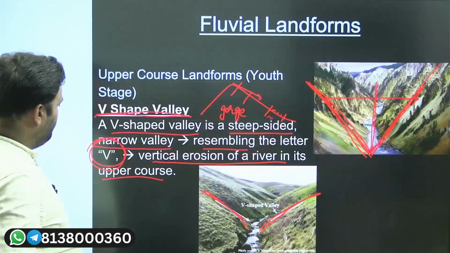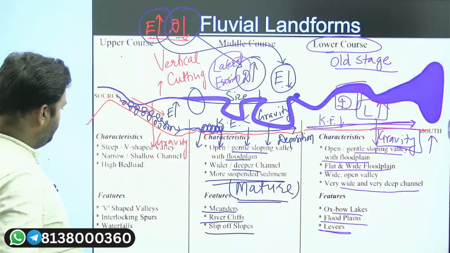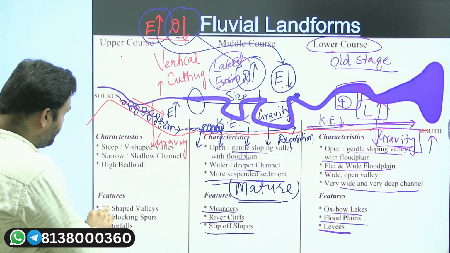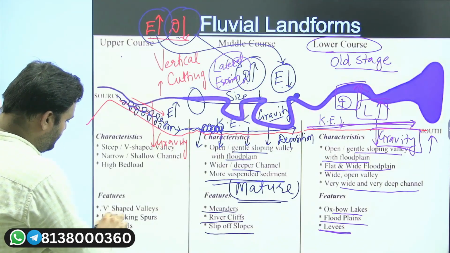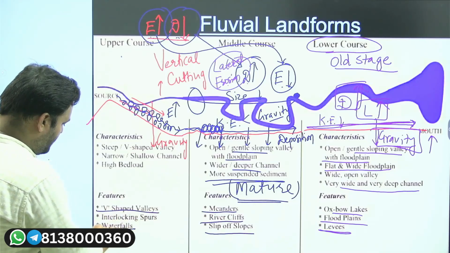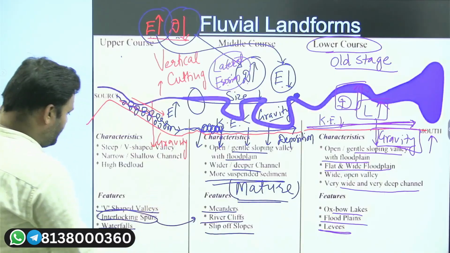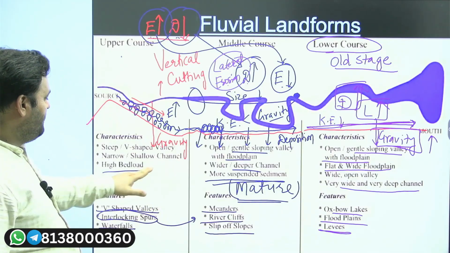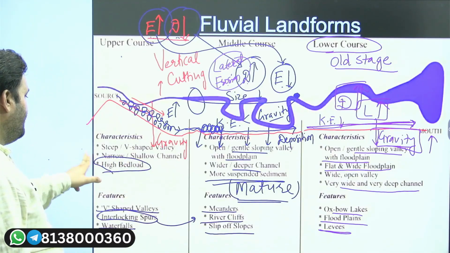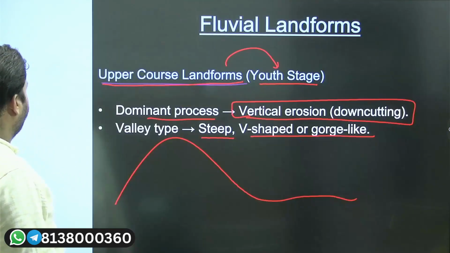Okay, so we discussed V-shaped valleys, waterfall, gorge, and interlocking spurs. We will see interlocking spurs here. High bed load will be there. A narrow channel is there and a steep slope is there. Moving ahead.